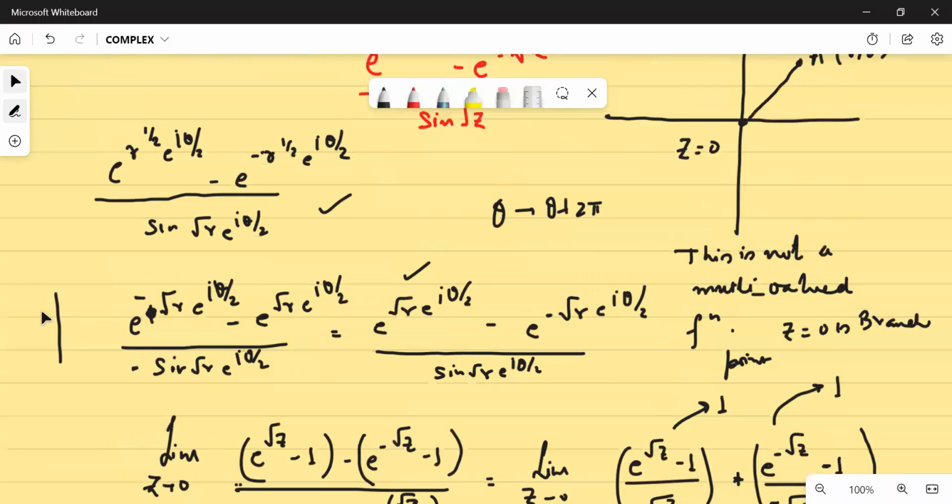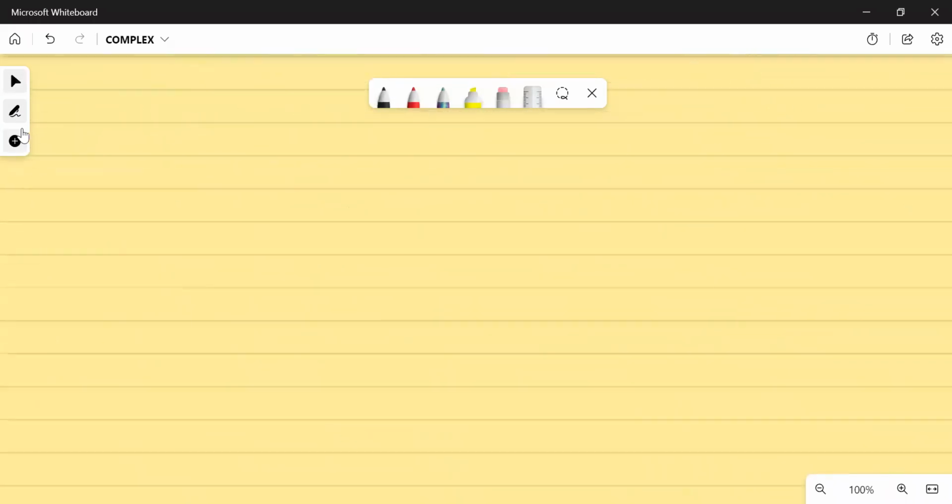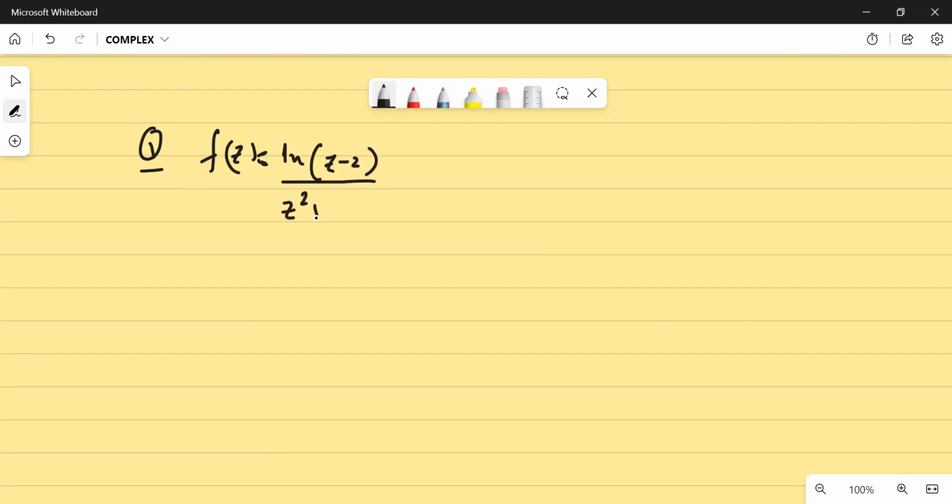Okay, let us move ahead and do a few more questions that we left yesterday for homework. What about this question? This was f(z) equals ln(z minus 2) divided by (z square plus 2z plus 2) whole raised to power 4. So what can you say? What kinds of singularities does it have?